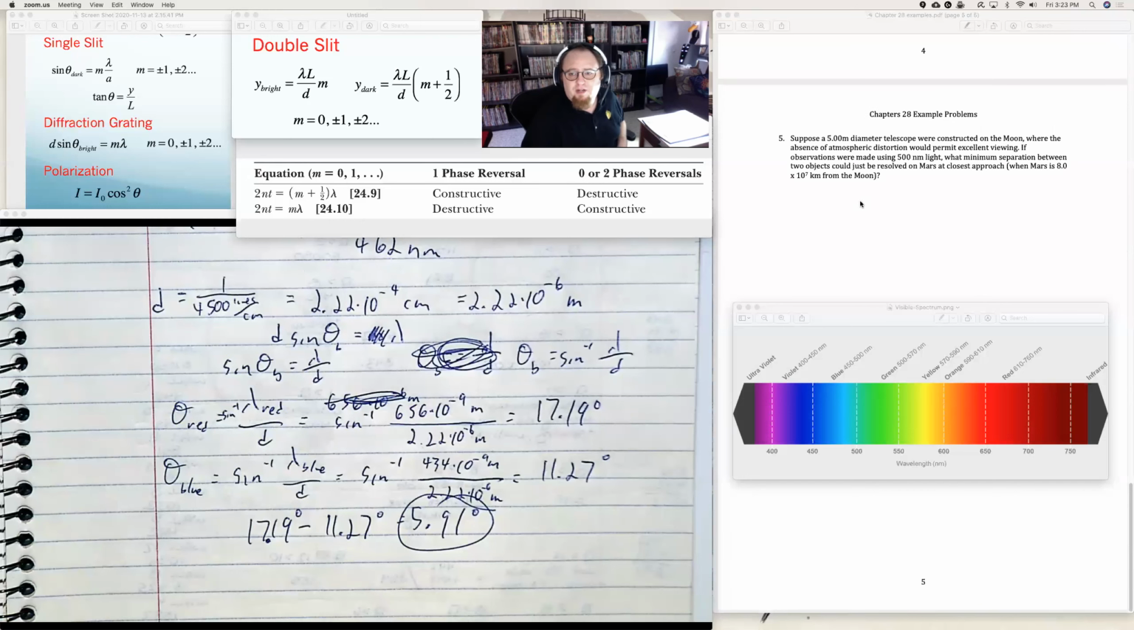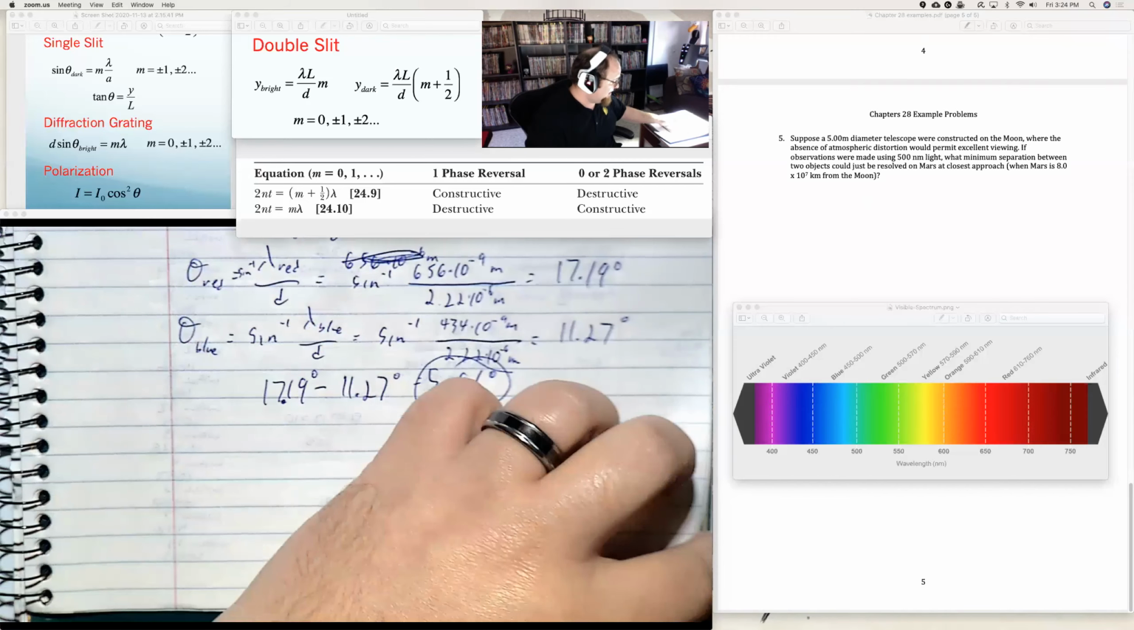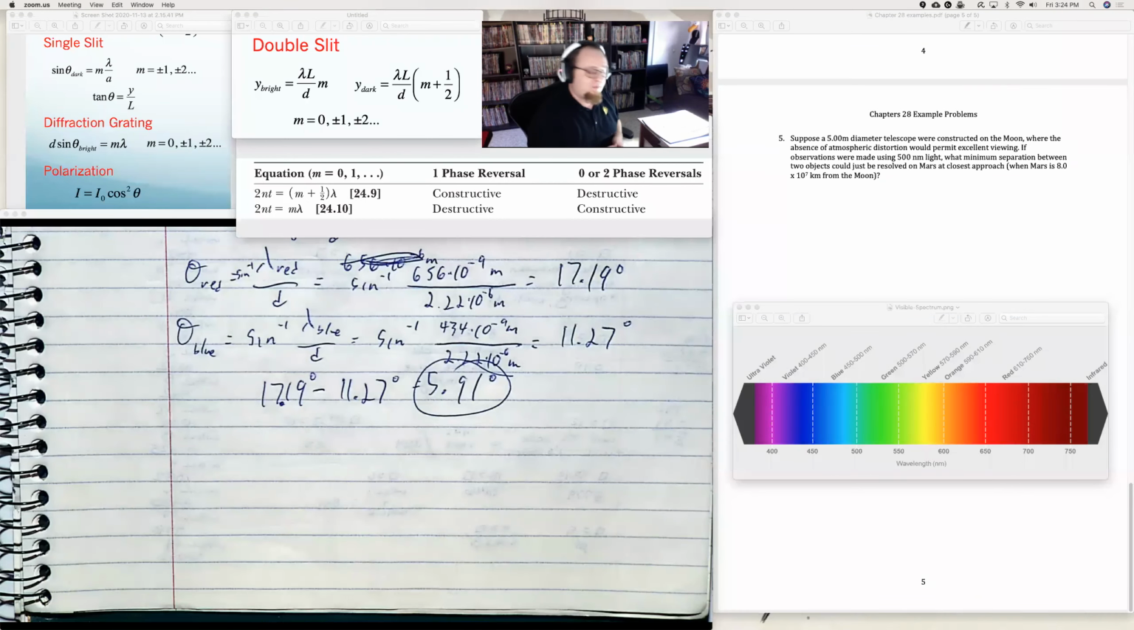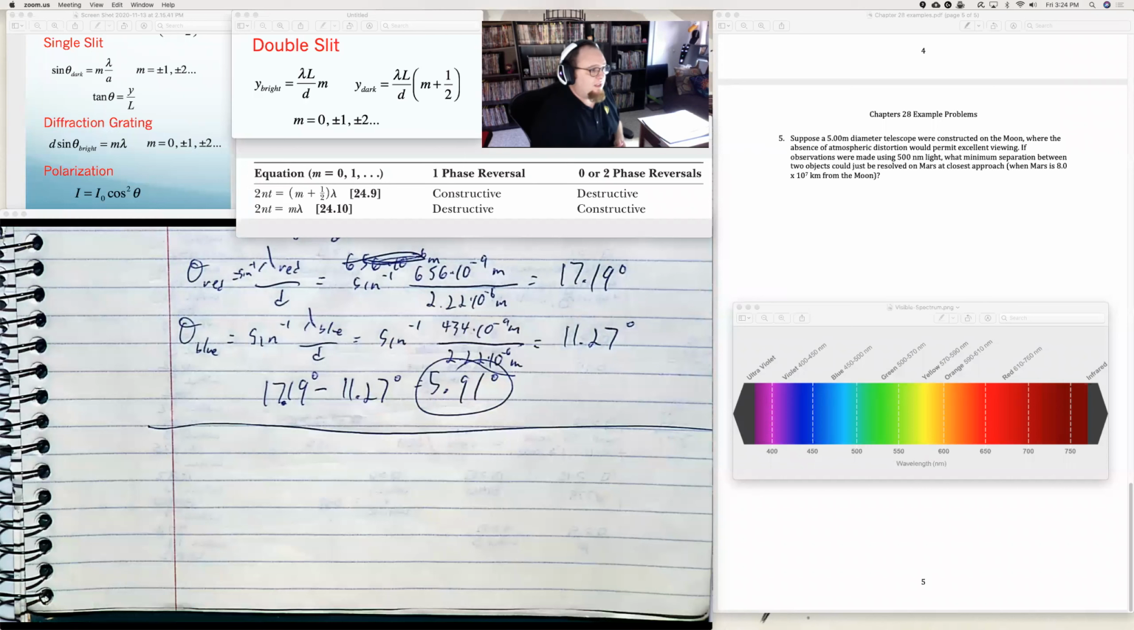Oh, let's do the fifth one. I don't remember what it is. Oh, the fifth one is an equation I did not put up on the screen. It's not polarization, but I'll solve it anyways. I think I have enough space on the bottom of this page. So this last one says, suppose a 5 meter diameter telescope was constructed on the moon, where the absence of atmospheric distortion will permit excellent viewing. If observations were made using 500 nanometer light, what minimum separation between two objects could be resolved on Mars?